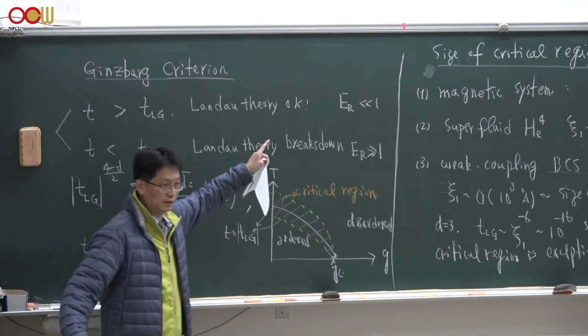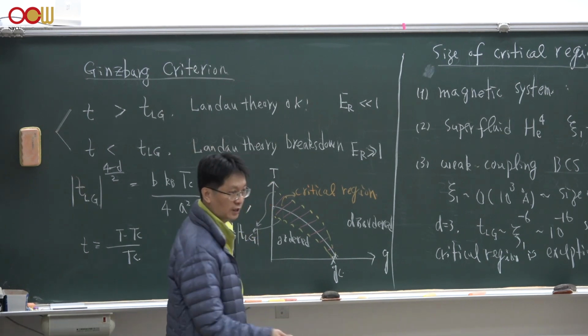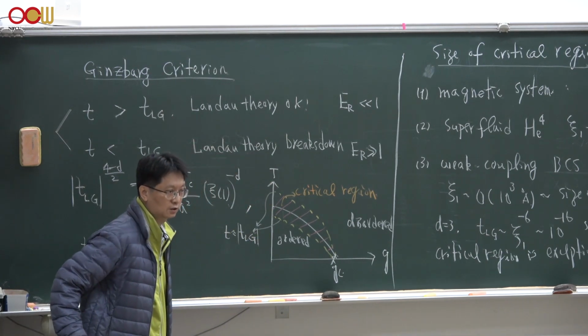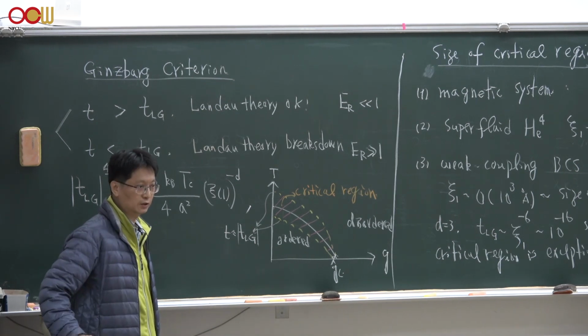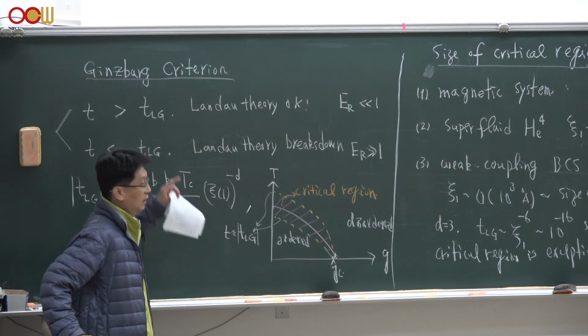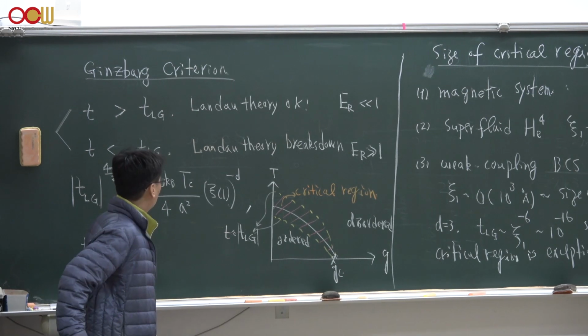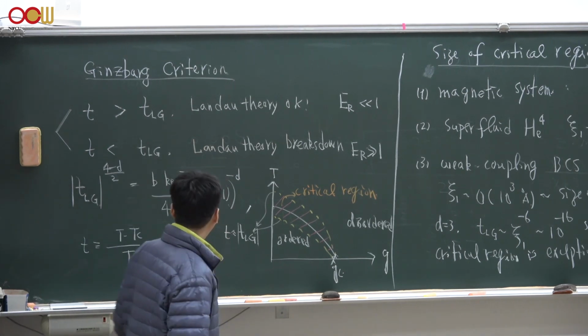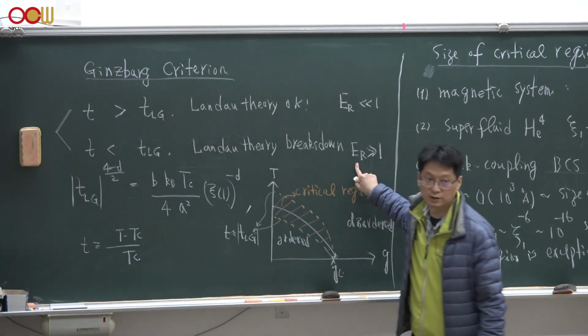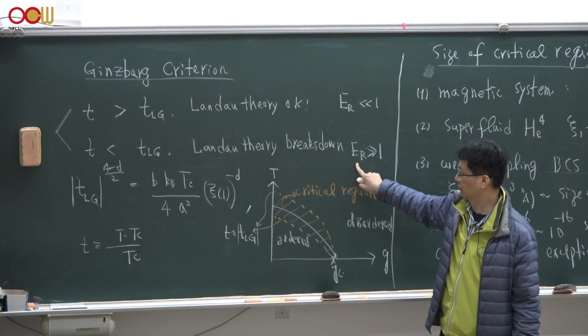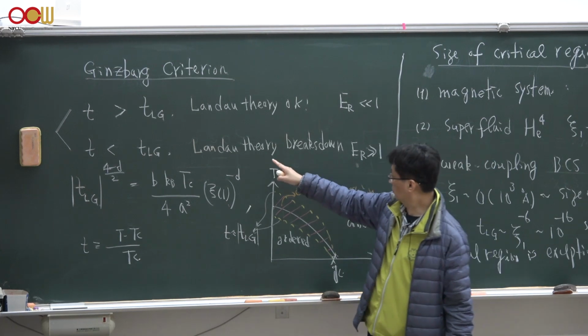In other words, this error bar we defined is to check whether the fluctuation effects are important. If this error is small, then the fluctuations are not important, so Landau's mean field theory works fine. However, on the other hand, when this little t is less than t_LG, then this error bar is big. It's of order 1 or even larger than 1, then the Landau theory breaks down.